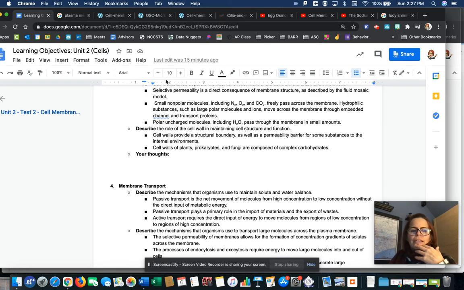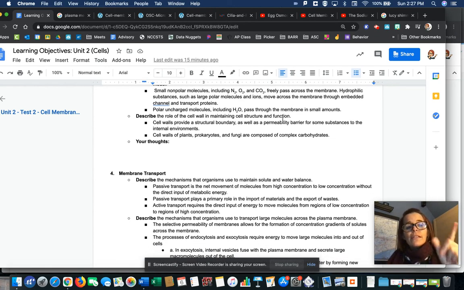I guess it's important, but selective permeability is a direct consequence of membrane structure as described by the fluid mosaic model. Here we go. This section is about that worksheet that you did in small groups, and then I helped you kind of finish up. I think it's called membrane functions, I think was the name of the little packet.